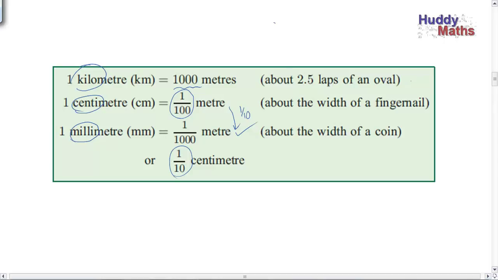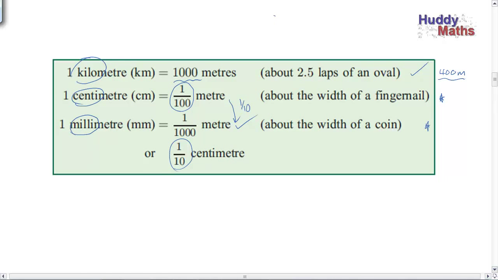And here they are, a kilometre, about 2.5 laps around the oval. Ovals vary a lot though, so there's not much constancy there. That's allowing for an oval to be about 400 metres around. The width of a fingernail, but that will vary too, or about the width of a coin, but coins vary. So, hard to say here, isn't it? But about the width of a coin means the depth of a coin. All right, so I'll give you some idea of our units. So they're bigs and they're smalls, depending upon what you want to measure.